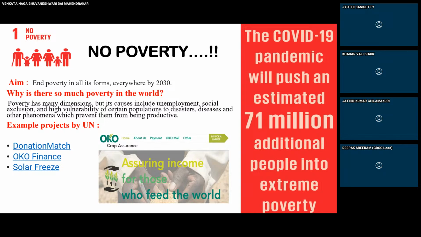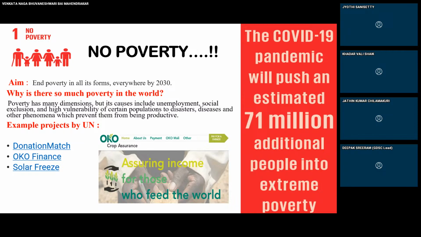So why is there so much poverty in the world? As you can see there, poverty has many dimensions, not only one. Poverty is about the unemployment rate, and maybe high vulnerability of certain populations to disasters and other phenomena. The United Nations has also given us example projects. We can go through them and learn how to develop a project. Based on these example projects, we can develop an application where we can end poverty.